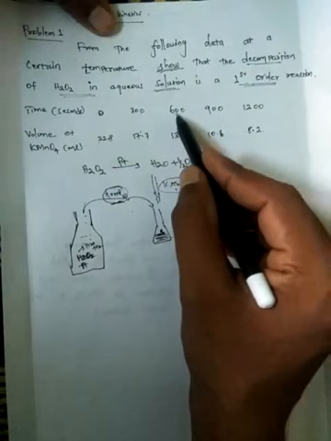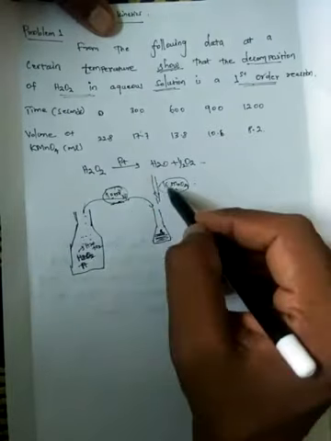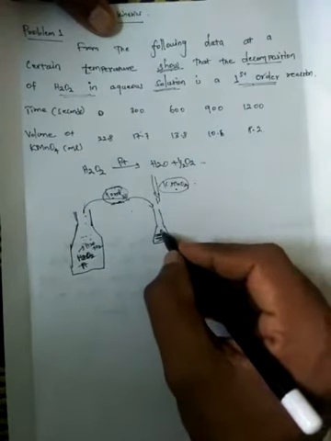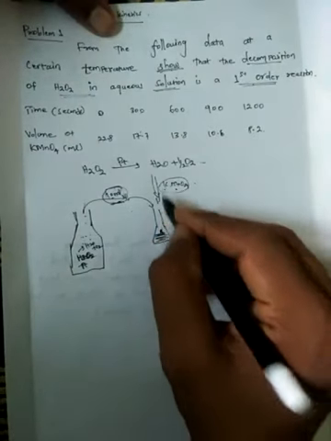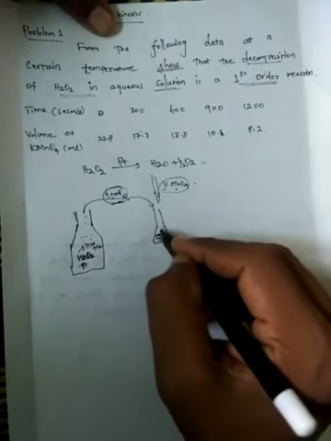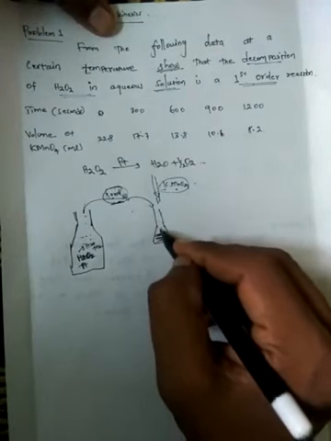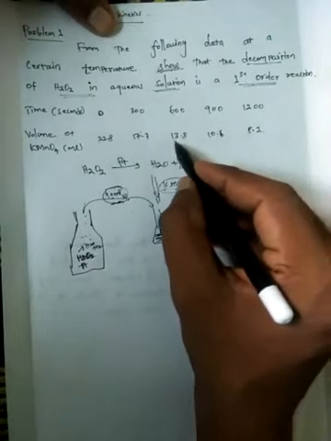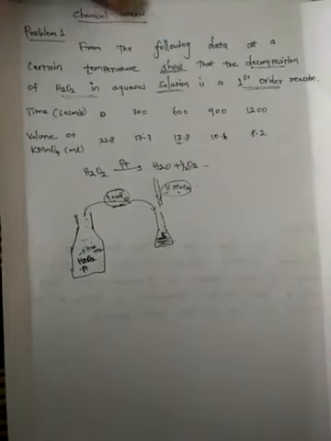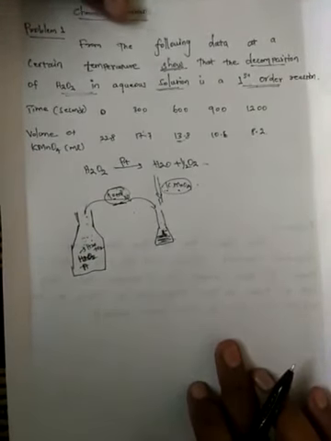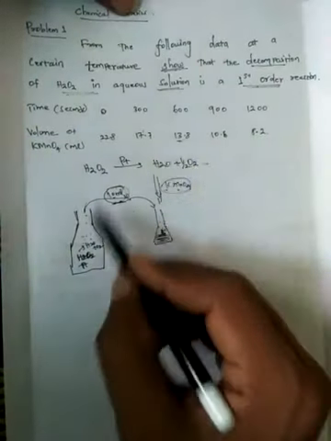So at 600 seconds, again you are taking out 10 ml, transferred into a conical flask, the reaction is arrested here and it is titrated with KMnO4. The volume required to react with the hydrogen peroxide molecules present in the conical flask is determined. It is 13.8 ml. So this is how the experiment is carried out, and this is the simple data that you observed from doing these reactions.